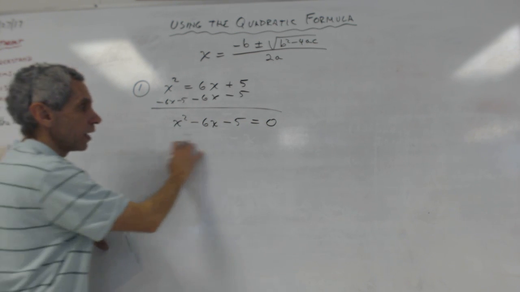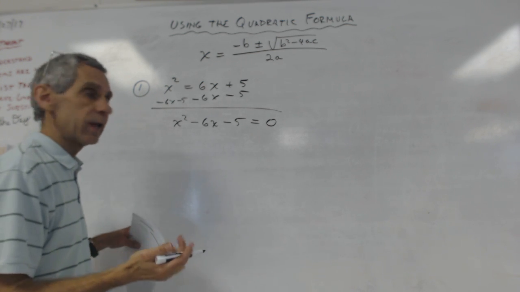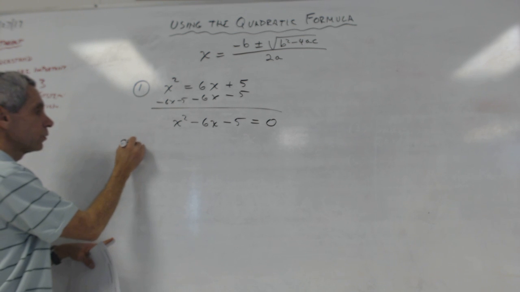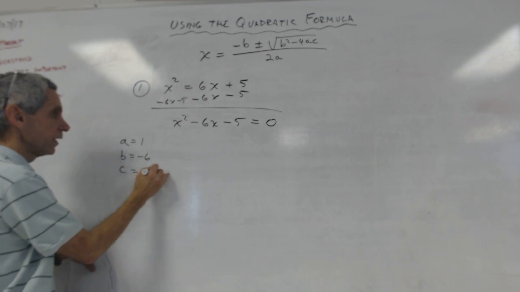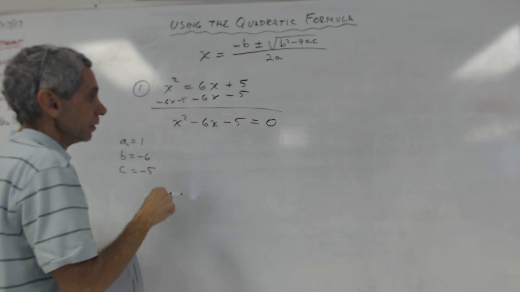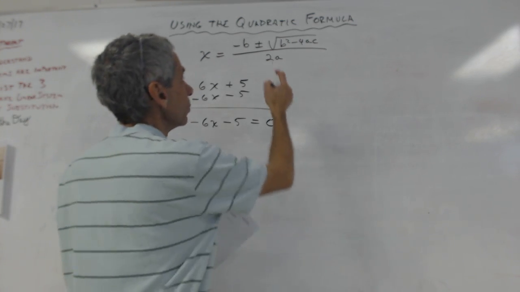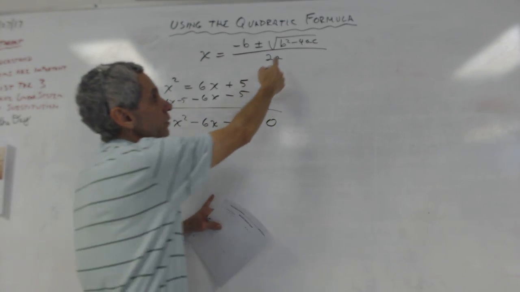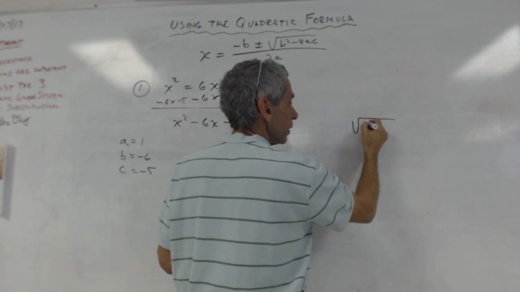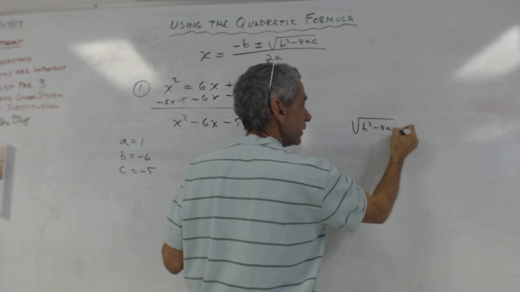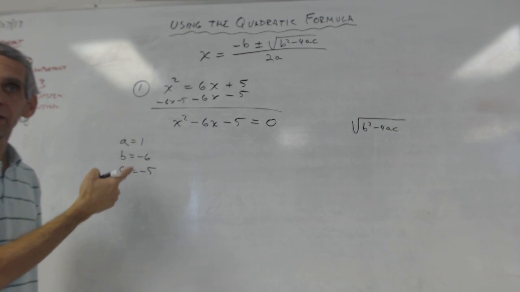So now I've got my trinomial equaling 0. So I know my a, my b, and my c. My a is equal to 1, my b is equal to -6, and my c is -5. Now, what I do first is I do just this b squared minus 4ac. So the square root of b squared minus 4ac. That's the messy part. Don't you guys agree with me? Don't you think that's messy?